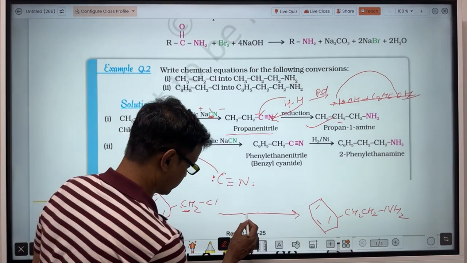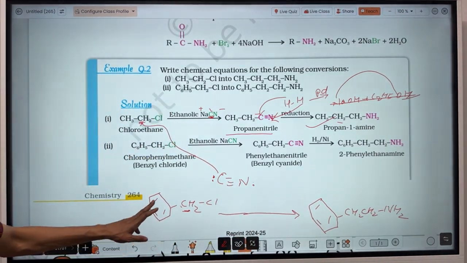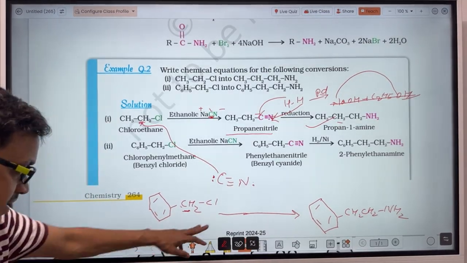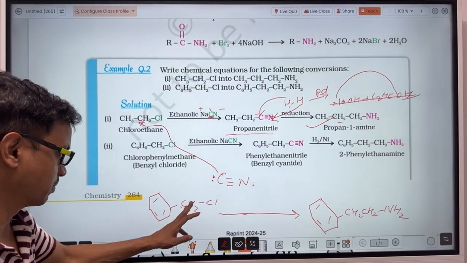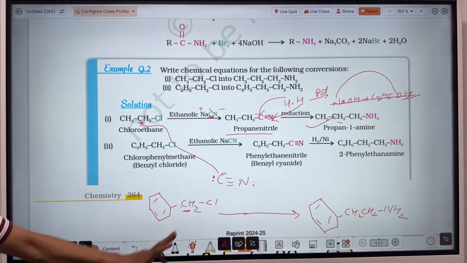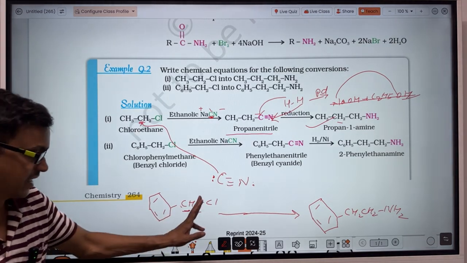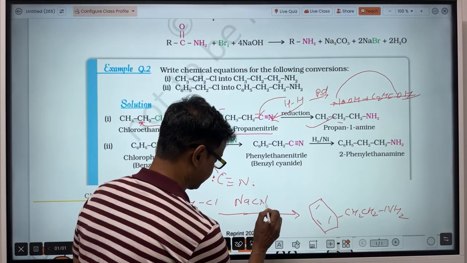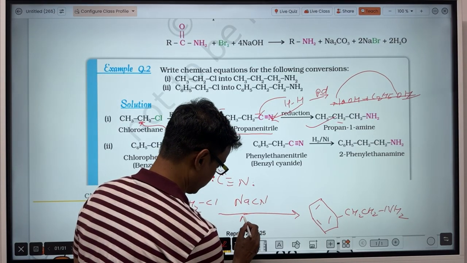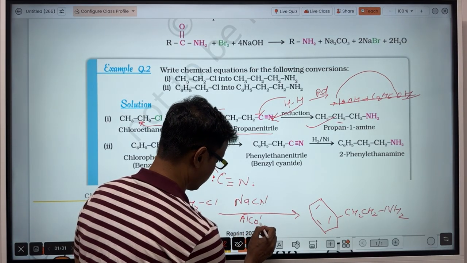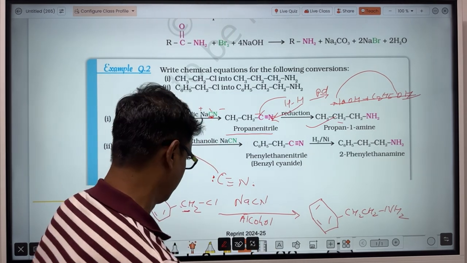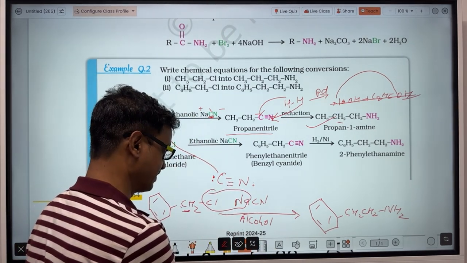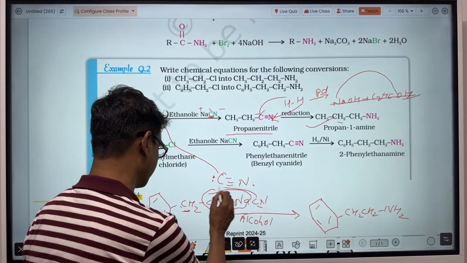If chlorine were bonded with the benzene, then cleavage of the carbon-halogen bond would be difficult. But here chlorine is bonded to the open chain carbon atom, and cleavage is very easy. So when you take NaCN in presence of alcohol, mostly ethanol, what happens? Sodium will combine with chlorine to form NaCl, and CN minus will bond to this carbon.